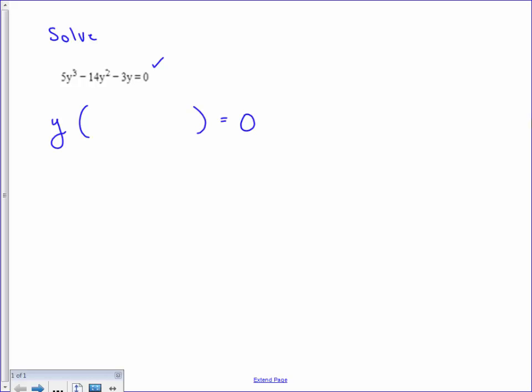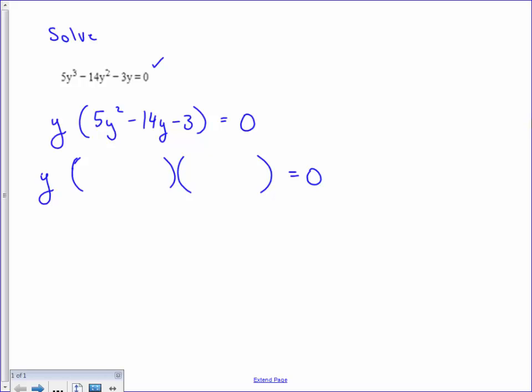So factoring out the y, we'd have 5y squared minus 14y minus 3 left over on the inside. Now that we've factored out the y, we can see that what's inside might also factor further. So we'd want to try to do that if we possibly can. It's a trinomial having 3 terms, so if it's going to factor, it would factor as 2 binomials.